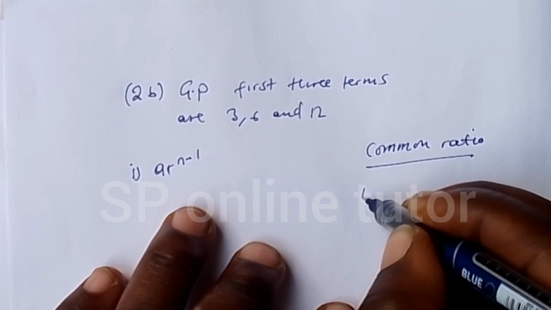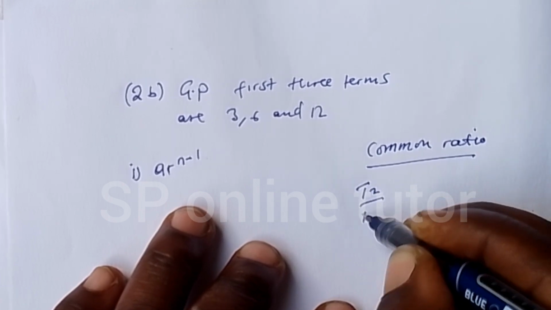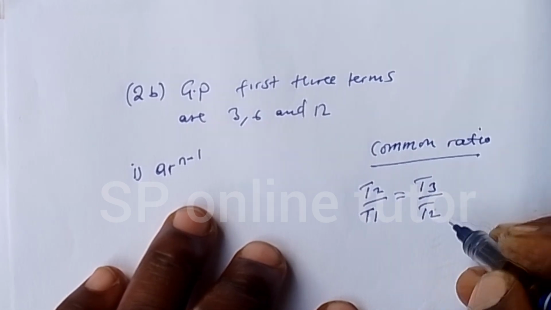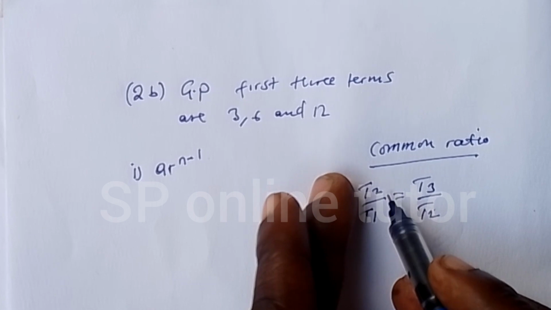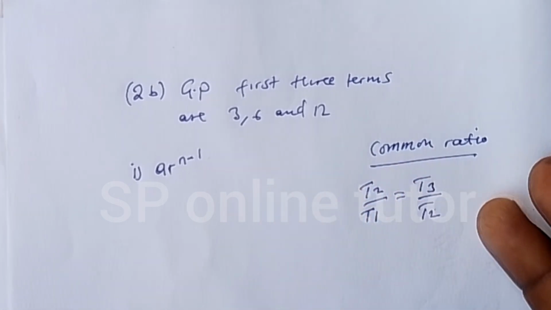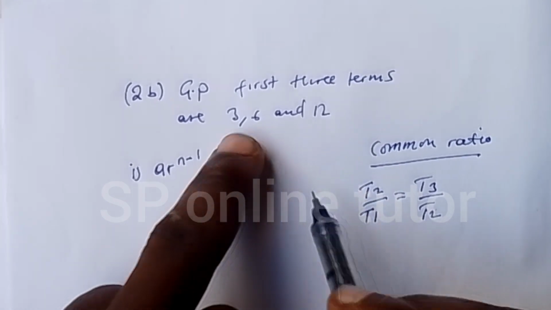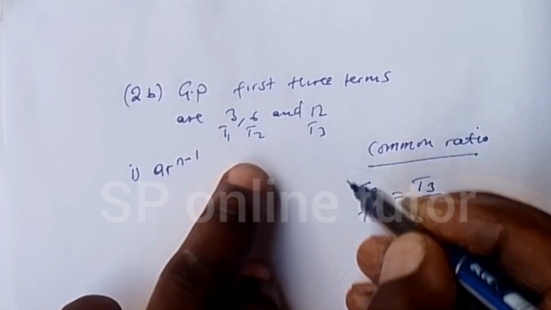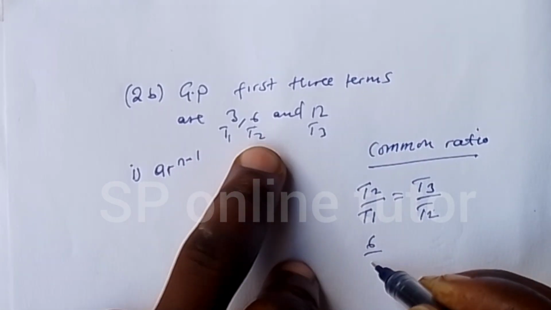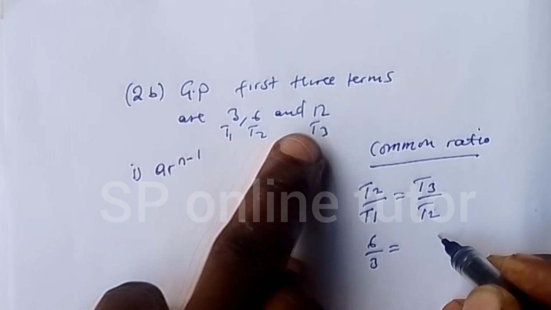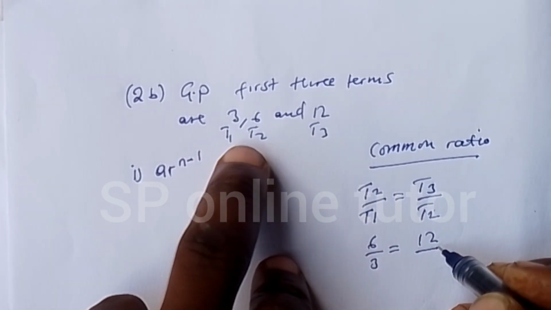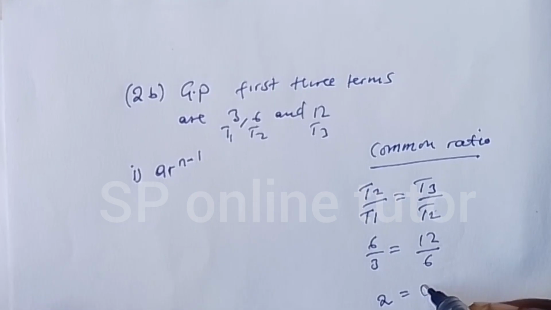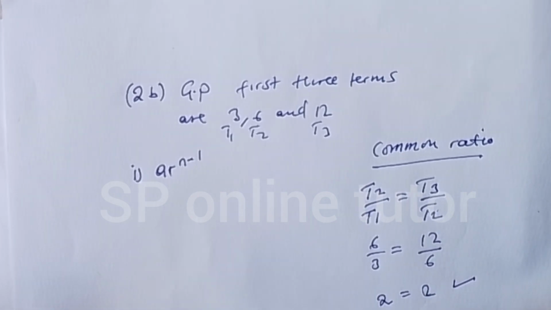Let's find the common ratio. It is found by T2 over T1, which is equal to T3 over T2. The answer which you are going to find here should be the same as the answer on the left side. T2 we have 6 over T1, which is 3, which is equal to T3 we have 12 over T2 we have 6. 3 into 6 is 2. 3 into 12 is 2. So that means our common ratio is 2.